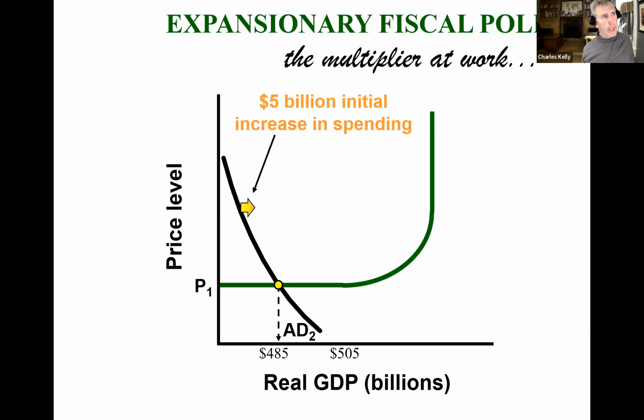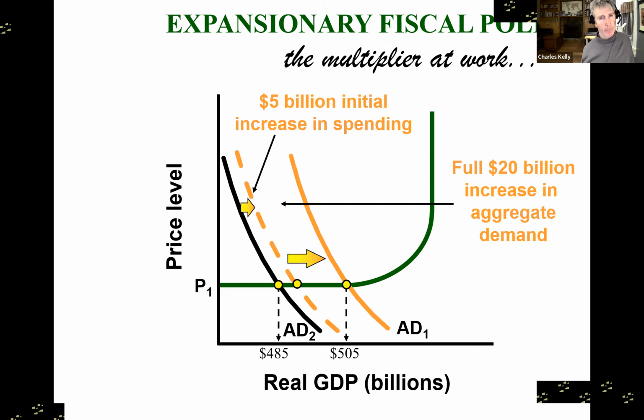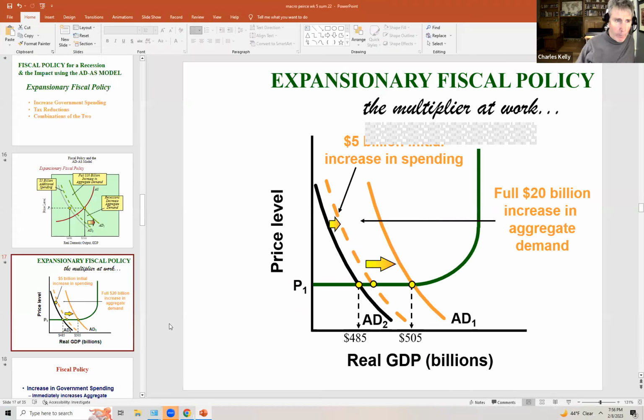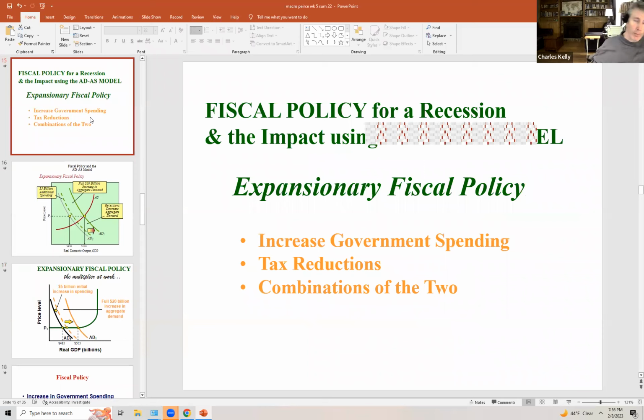Not all of it will be spent because some people will save some of the tax cuts. So when we cut taxes by $5 billion, our initial increase in spending is not $5 billion, it's only 75% of $5 billion. So any tax cut would have to be greater than $5 billion to get the same ultimate increase in GDP.